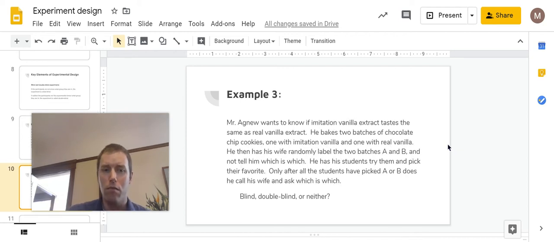While you're thinking about that one, example 3. Let's say I want to know if imitation vanilla extract tastes the same as real vanilla extract. I have a friend who actually did this study, by the way. So I baked 2 batches of chocolate cookies, one with imitation vanilla, one with real vanilla. I have my wife randomly label the 2 batches A and B, and she doesn't tell me which is which. So I show up to school with just a batch that says A and a batch that says B. I have my students try them and pick their favorite. Only after they've picked A or B, I call my wife and say, hey, they picked B, which was it? Is that blind, double blind, or neither? Pause the video, think about it, unpause when you're ready.